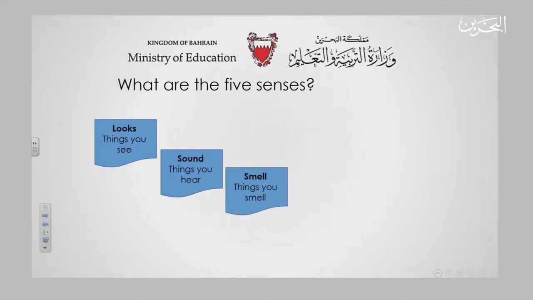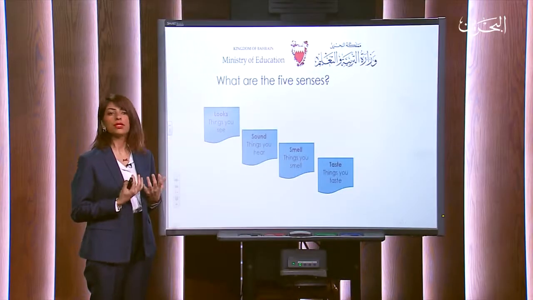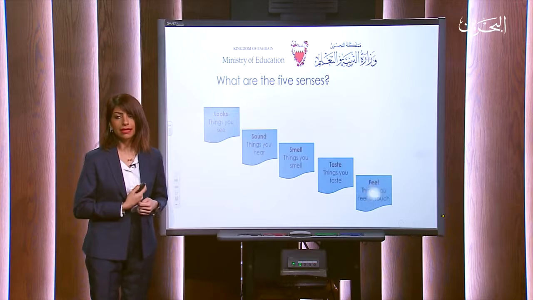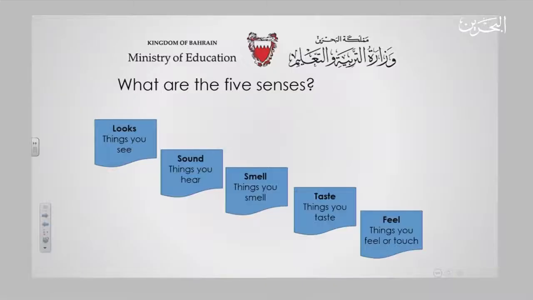3, smell. It's about the things that you smell. For example, you could smell food or the fresh air. 4, it's the taste. It's about the things that you eat and taste. Or it's not necessary that you're eating them. Maybe they describe to you something and you could imagine the taste. Last but not least, feel. It's about the things that you touch and you could tell us how it feels, or a feeling comes to you when you see or try something.